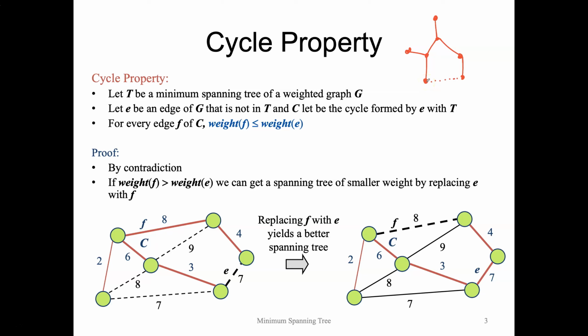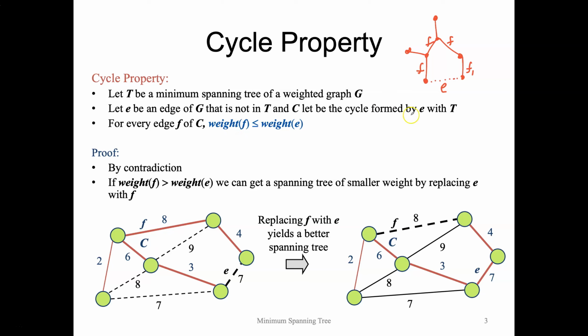Now the cycle property states that for every other edge that E forms a cycle with, the weight of this edge E is greater than or equal to the weight of any of those other edges which are in the minimum spanning tree that E forms a cycle with.